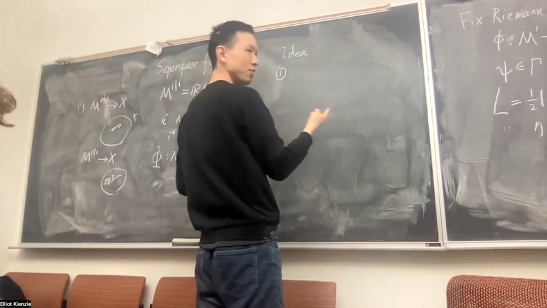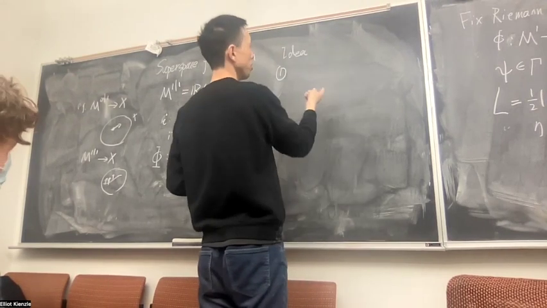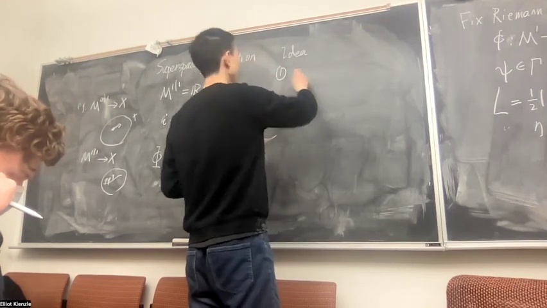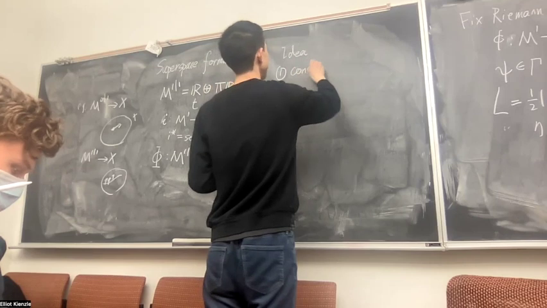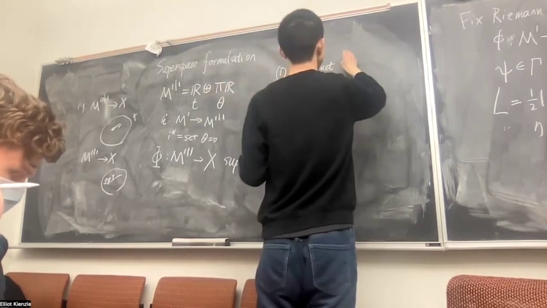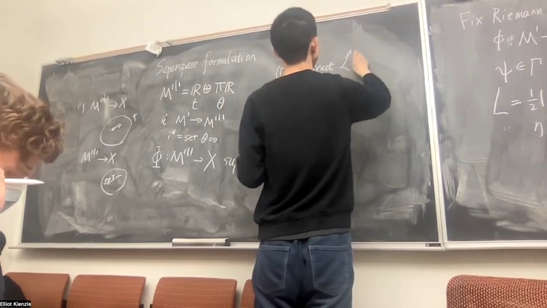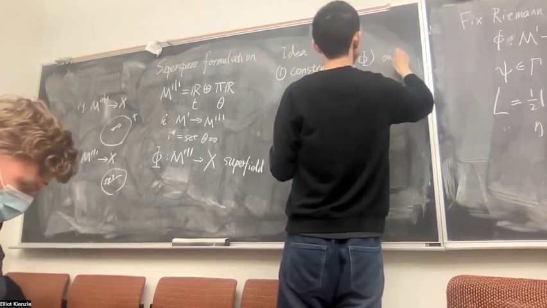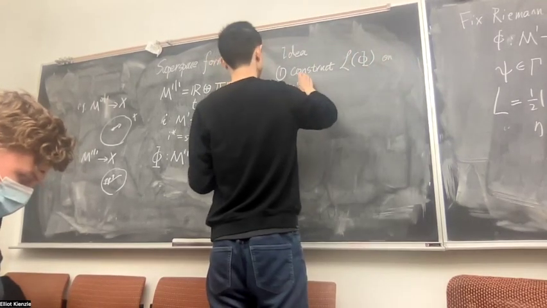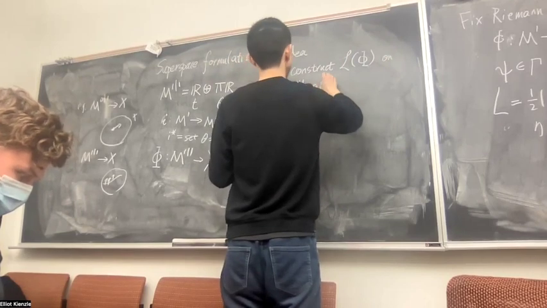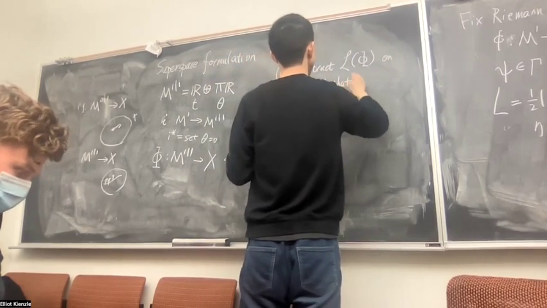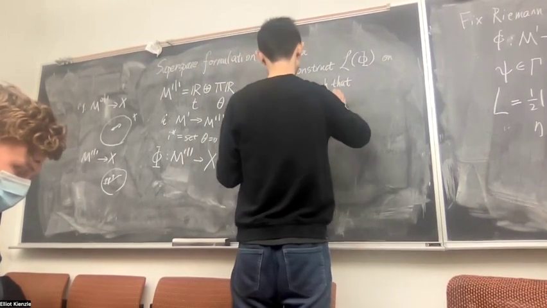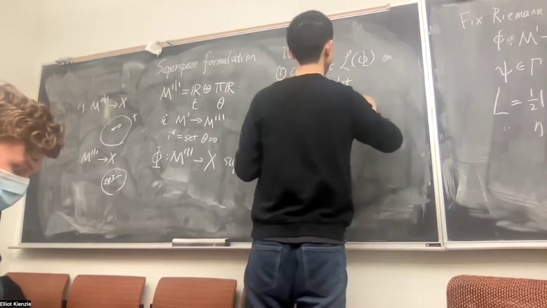So what we are going to do is construct some Lagrangians on the usual space-time, but first we construct something on the super space-time. Let's call it curly L, which is a function of big phi on M11, such that its integration over the whole superspace is invariant.